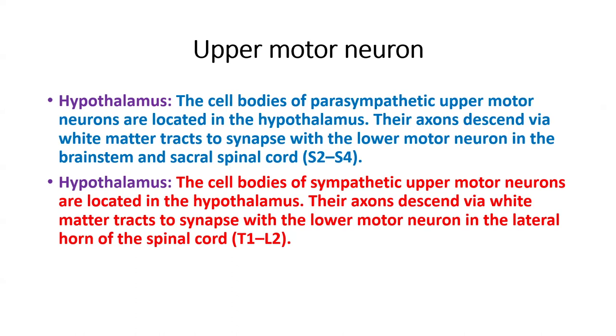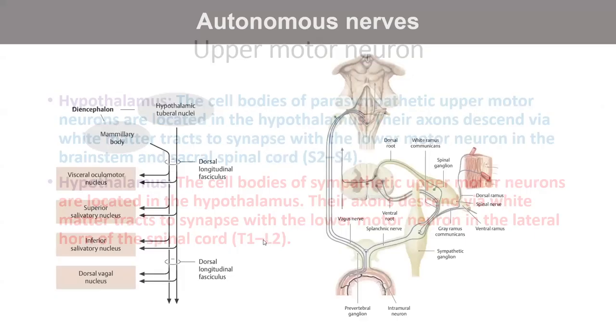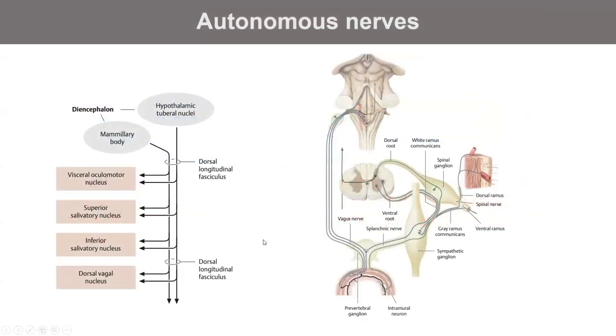This is also very important. But their axon is descending via the white matter to synapse with the origin of the sympathetic center, which is called thoracolumbar. It means the lateral horn of the spinal cord, T1 till L2. And that will be discussed in the chapter of the central nervous system.